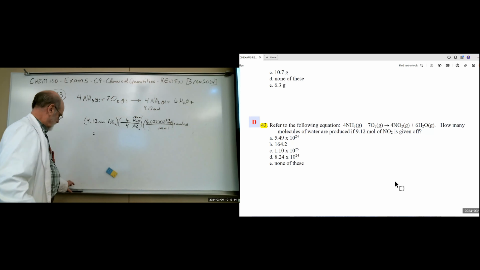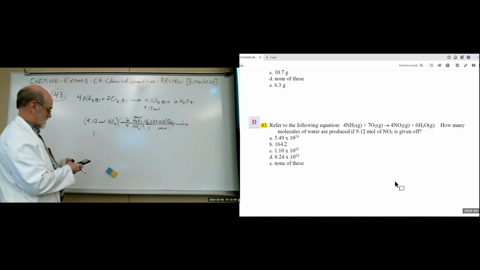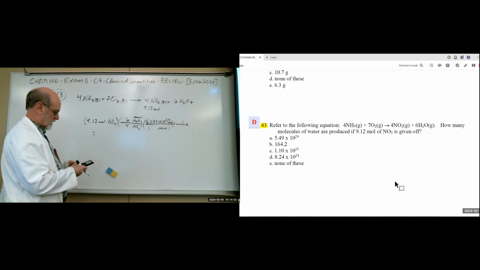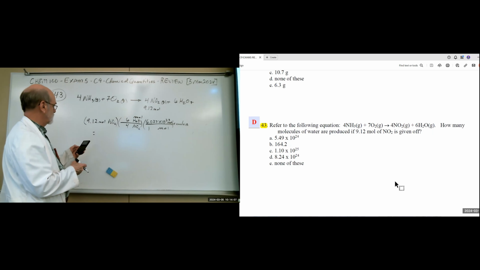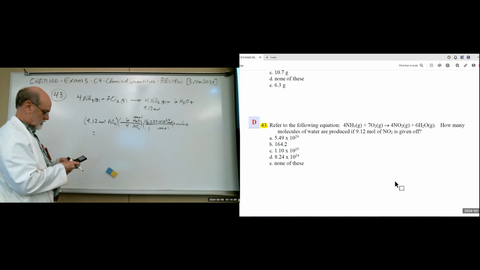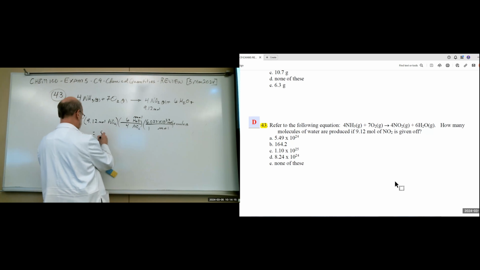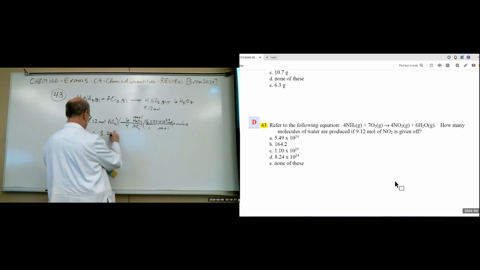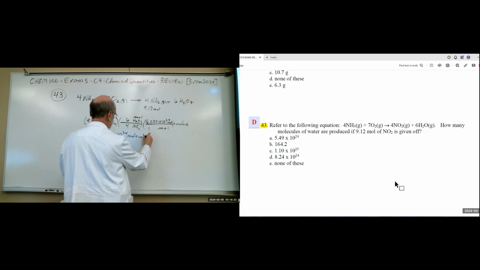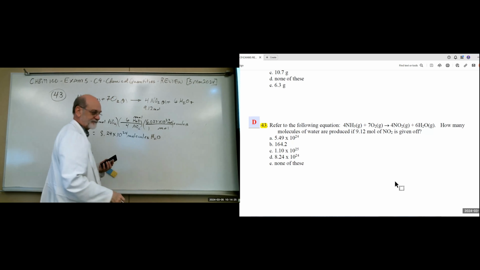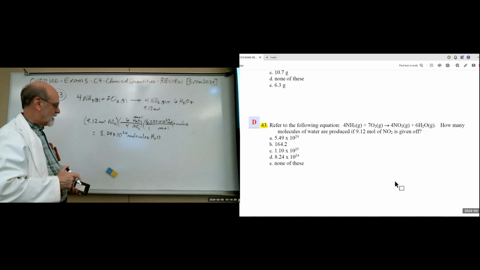Okay. We do that all in one calculation. 9.12, 6 times 4 divided. See, that would be 13. Yep, that seems reasonable. And I get 3 significant figures, 8.24 times 10 to the 24th molecules of water. Okay, that's molecules of water.